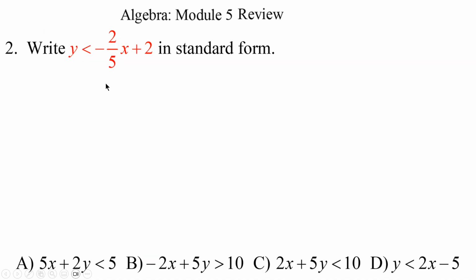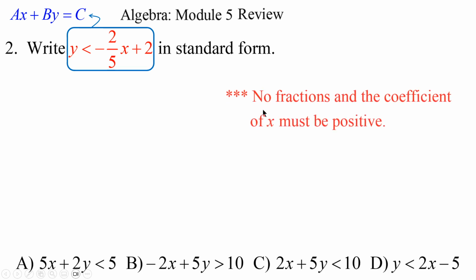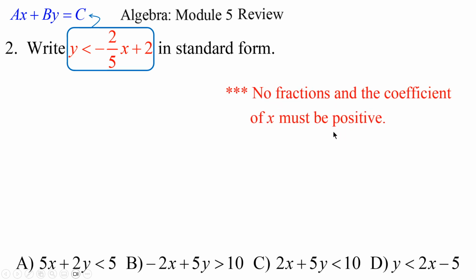Okay, number 2. Now standard form. Don't forget, standard form is ax plus by equals c. And a little note off to the side you might put, no fractions and the coefficient of x must be positive. Okay? So, as soon as I see no fractions, you see that 5 right there? I'm just going to multiply that entire equation by 5 to get rid of that fraction of negative 2 over 5.